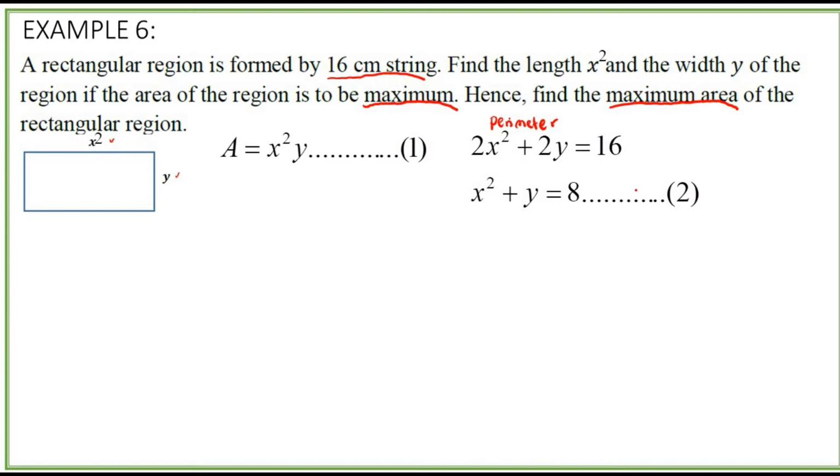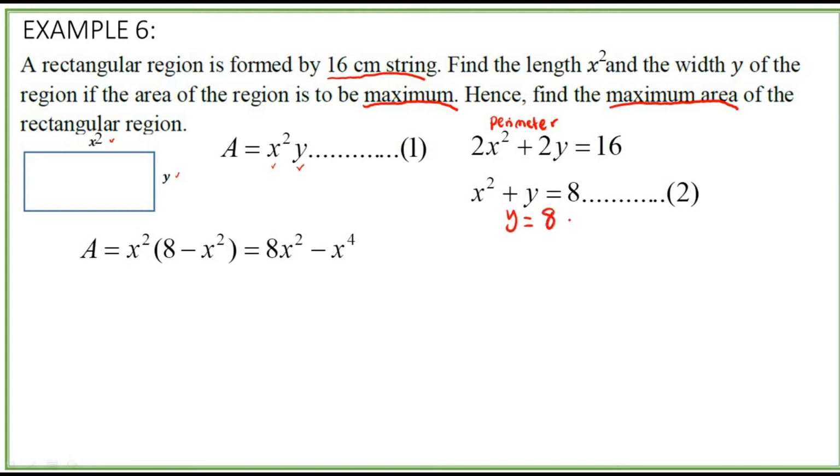Why do we have to find the two equations? Because in order to find the maximum value, we have to differentiate our area equation. But at this point, we cannot differentiate this because we have two different variables here, which are x and y. In order to differentiate this, we have to manipulate the equation so that we only have one variable.